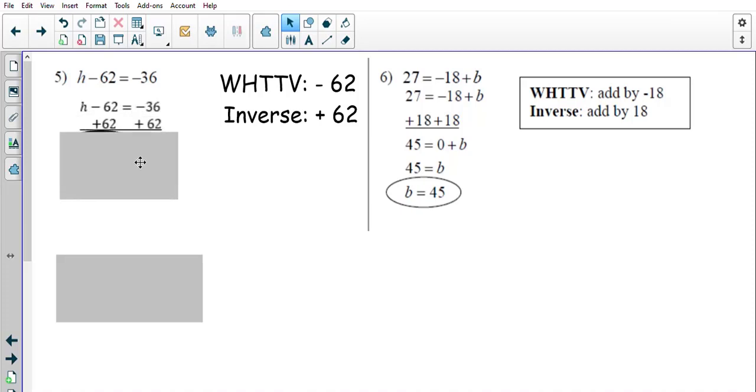So add 62 to both sides. Again, on the left-hand side, this is going to cancel out. That's why we use inverse operations, to isolate our variable h. So in your calculator, you're going to plug in negative 36 plus 62. That's going to get us h equals 26.